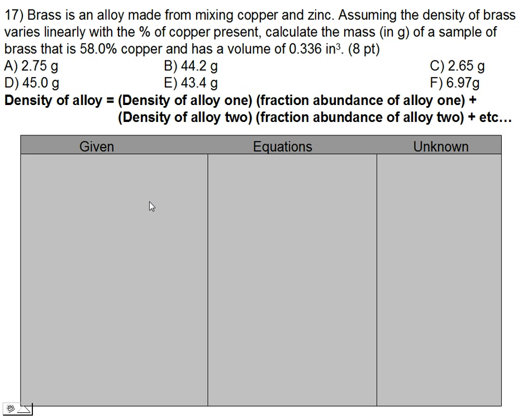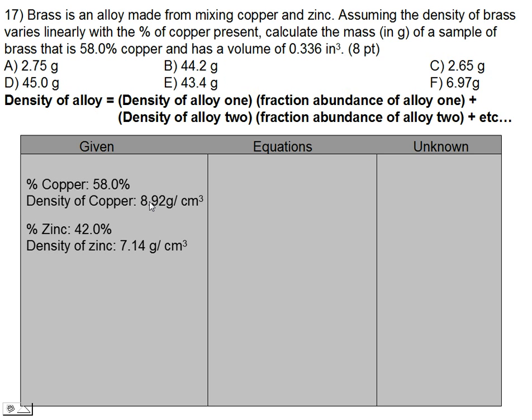What's given to us is the percent copper. The percent of copper in this alloy is 58.0%. And the density of copper is 8.92 grams over centimeters cubed. And we can solve for the percent of zinc by subtracting 58.0% from 100%. If you cannot recall how to do that, please reference Magda's atomic mass calculation video. And we know that the density of zinc is 7.14 grams per centimeters cubed.